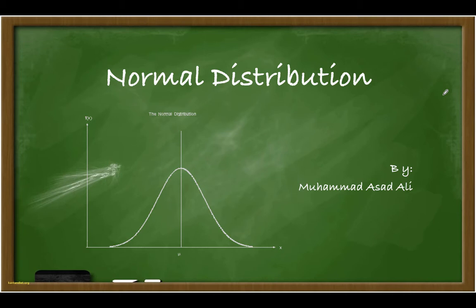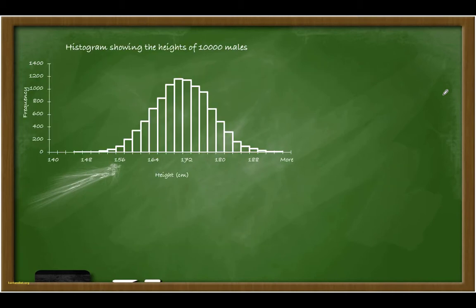In today's video, we will learn about normal distribution. Before starting on normal distribution, let's start with an example. A sample of 10,000 adult males gave rise to the following histogram.